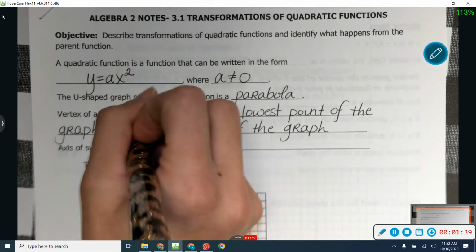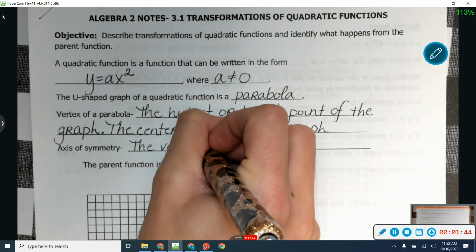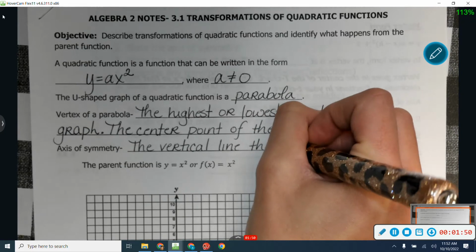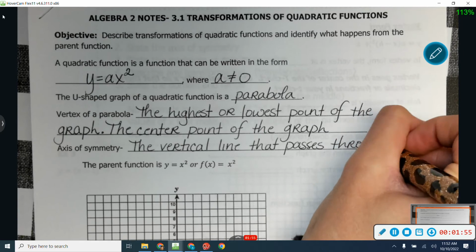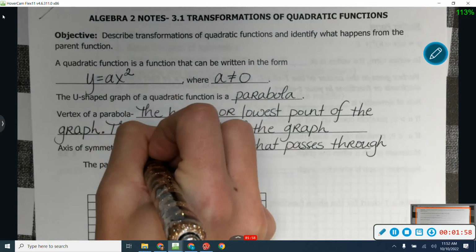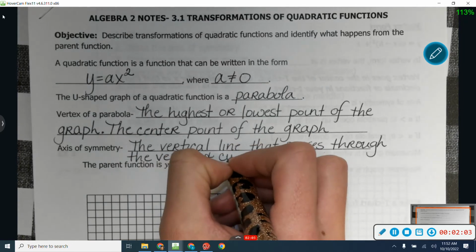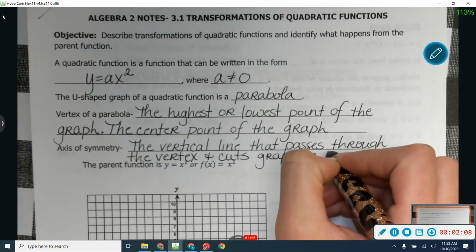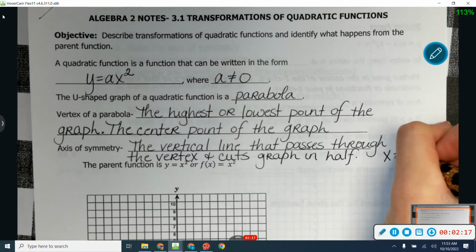The axis of symmetry is the vertical line that passes through the vertex and cuts the graph in half. It's a vertical line, so it's always going to be x equals a number.